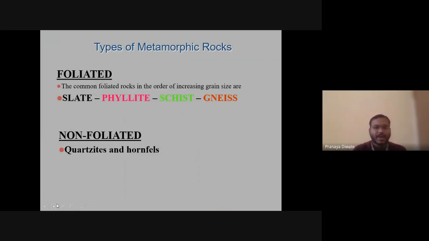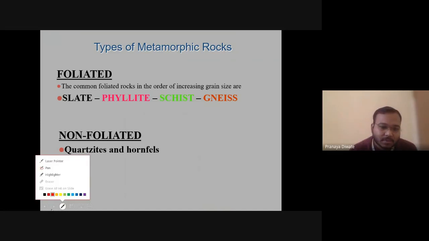So now you have two different kinds of metamorphic rock. Slate, phyllite, schist, and gneiss are examples of foliated rock. Quartzite and hornfels are non-foliated rocks. Non-foliated means there is no structure and no specific direction.